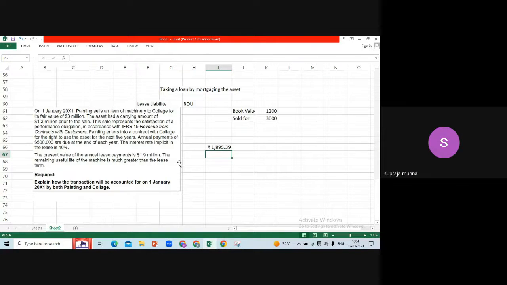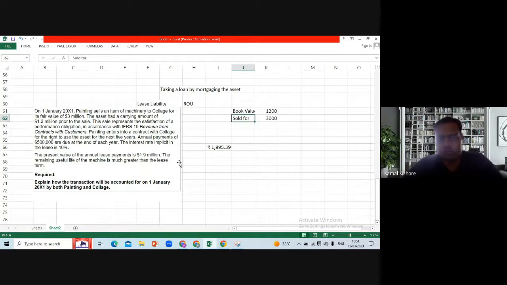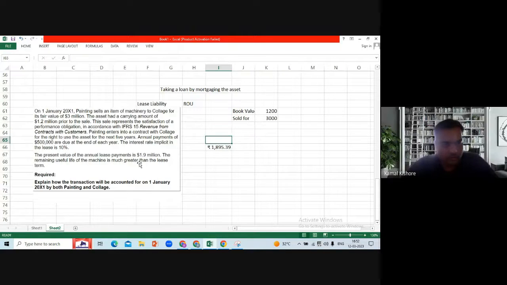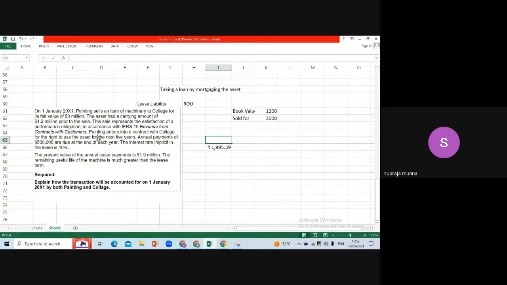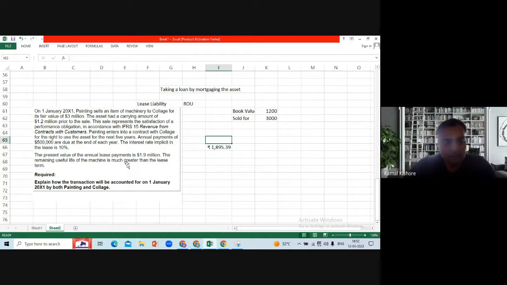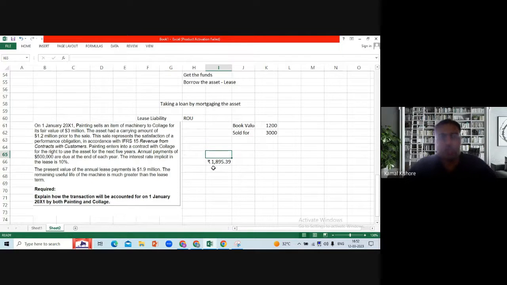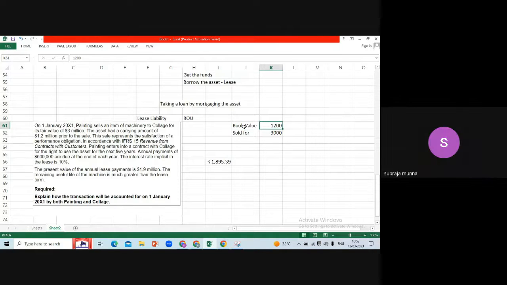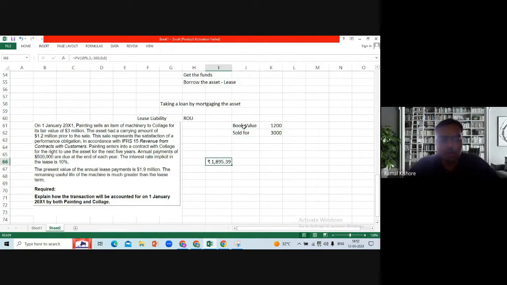So then it means it's not a financing lease. That is clear because it is a sale, and also the remaining useful life of the machine is much greater, so it will not be a financing lease. That means you will not continue to show the asset at 1,200. So how do we do this calculation?